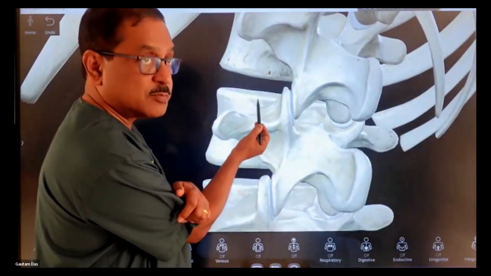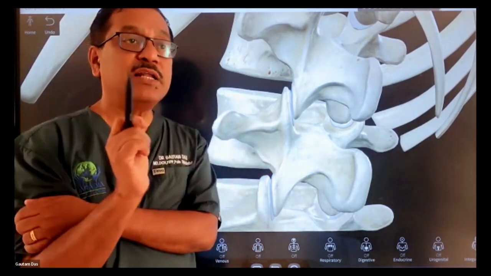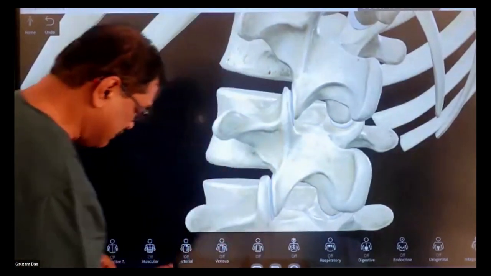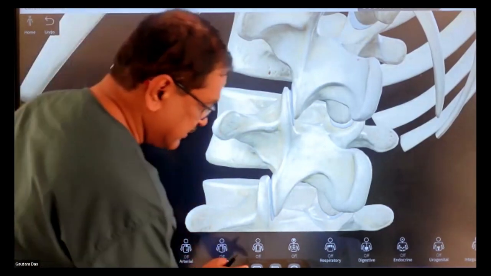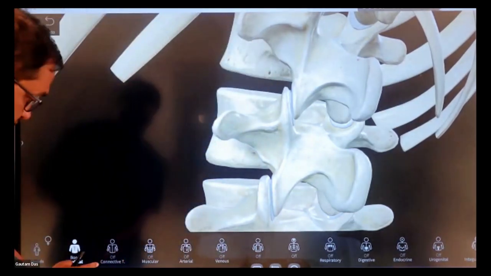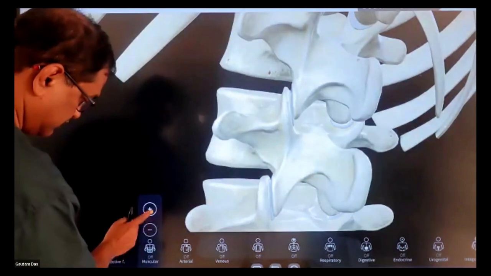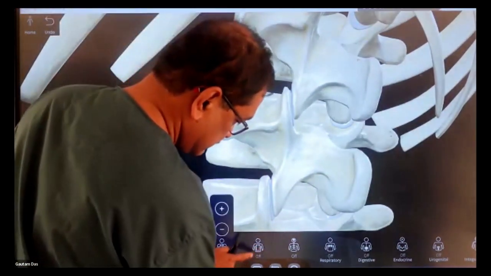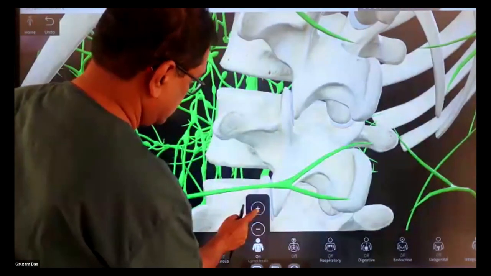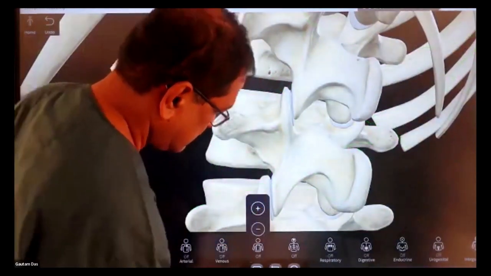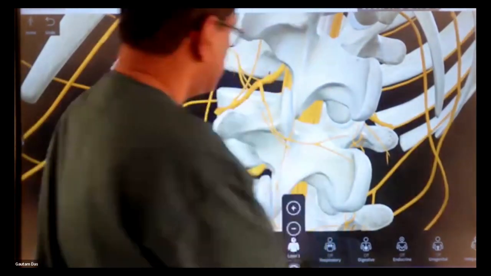Needle should be placed here at the junction of the superior articular process and the transverse process. At this junction, I should be placing the needle. This is for the medial branch, because the medial branch runs like this. Okay, let me put the nerve, and then we will be able to understand how the nerves are. Okay, so there are the nerves.